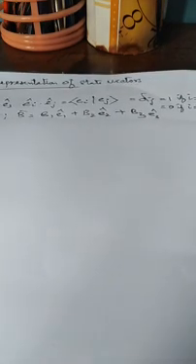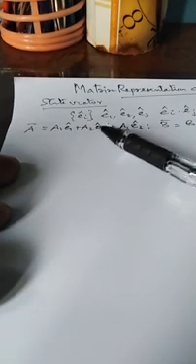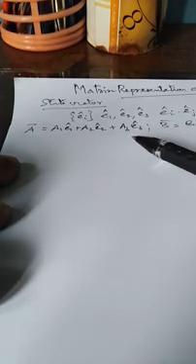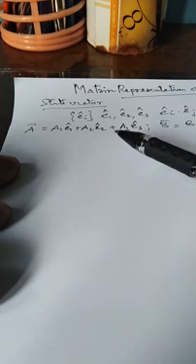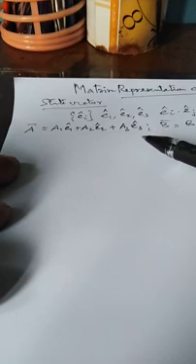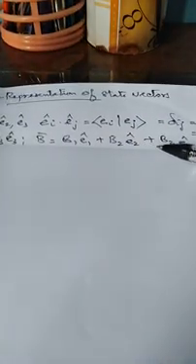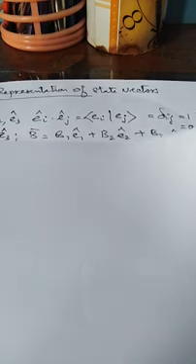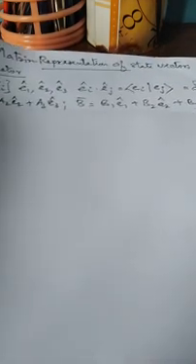Consider two vectors A and B. Vector A is equal to A1 e1 plus A2 e2 plus A3 e3, where A1, A2 and A3 are the components of the vector A along the x direction, y direction and z direction respectively, and e1, e2, e3 are the unit vectors along those directions. Another vector B is equal to B1 e1 plus B2 e2 plus B3 e3, where B1, B2 and B3 are the components of B along the x, y and z directions respectively.